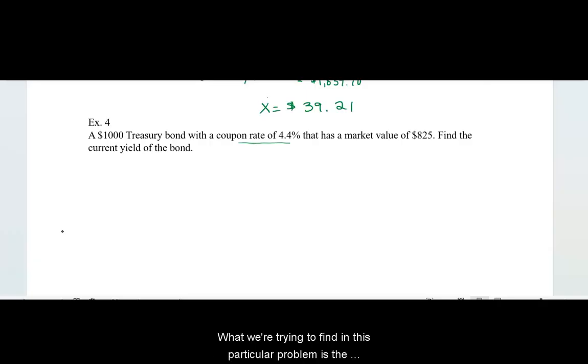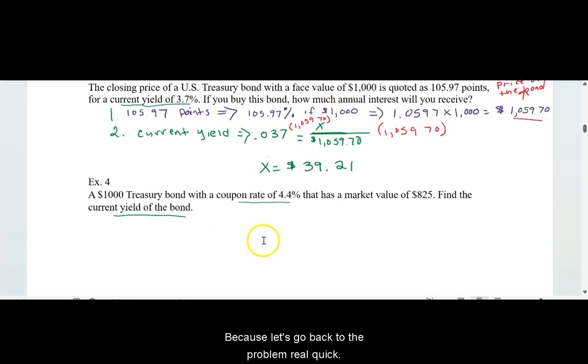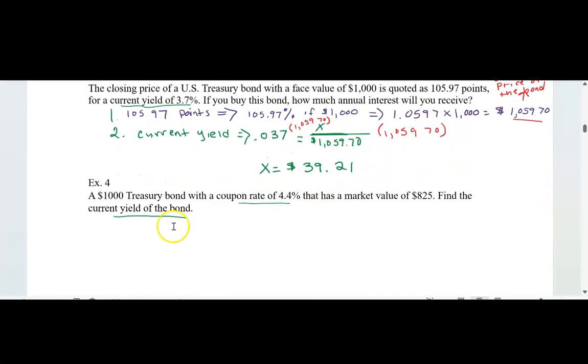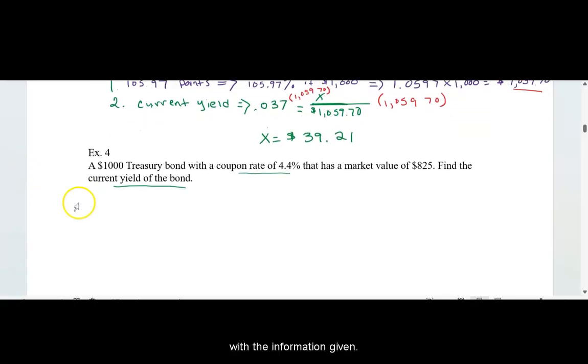What we're trying to find in this particular problem is the current yield of the bond. So that means I need the annual interest payment and I need the current price of the bond. Because let's go back to the problem real quick. We want to find, right? We want to find this, the current yield of the bond. Well, that means I need to know these two things. So let's go down. Well, we actually have both of those, believe it or not, with the information given.